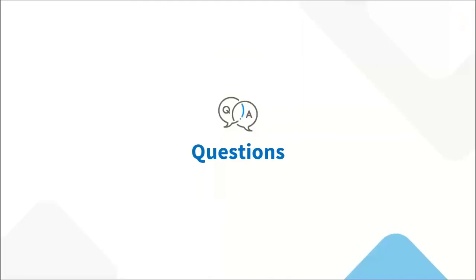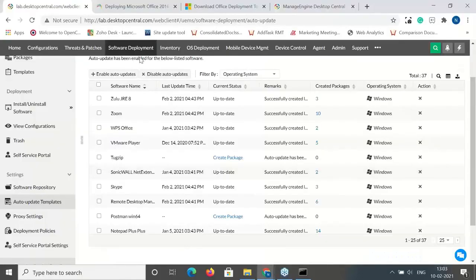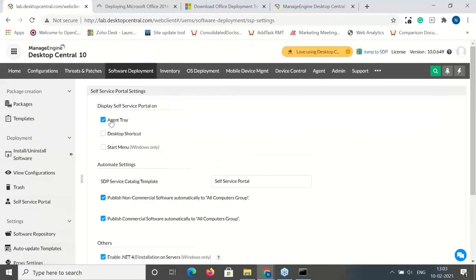Now let us move on to some of the most common questions that have been asked during our chat sessions. Here's the first question. What if I don't have the self-service portal link on the menu? How can I find it? In the product, under software deployment, under settings, you have self-service portal settings. Your self-service portal can be displayed on the agent tray icon, as a desktop shortcut, or in the start menu.